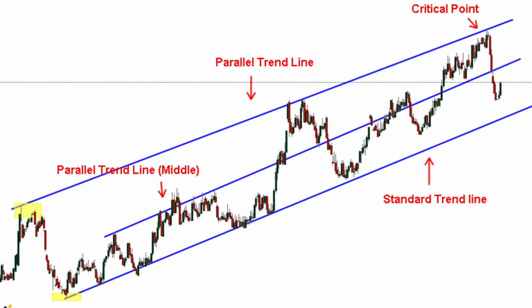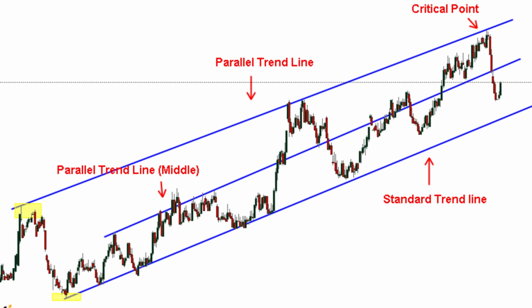Trend line slope. The slope of a trend line can provide additional information about the strength and momentum of the trend. Steeper trend lines indicate a stronger trend, while shallow or flat trend lines suggest a weaker trend. Traders can consider the slope of trend lines as a factor in their decision-making process, adjusting their trading strategies accordingly.